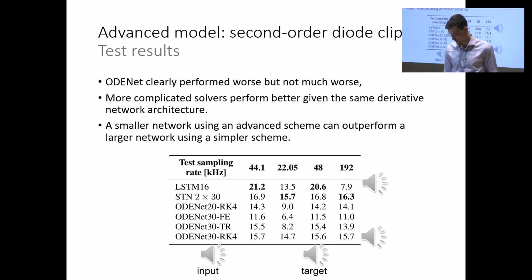So let's listen to examples. Here's the input signal. Here's the desired output. And here is the LSTM at 44.1. And here's the ODEnet30 RK4 at 44.1.